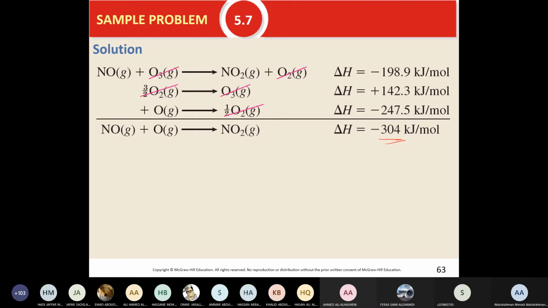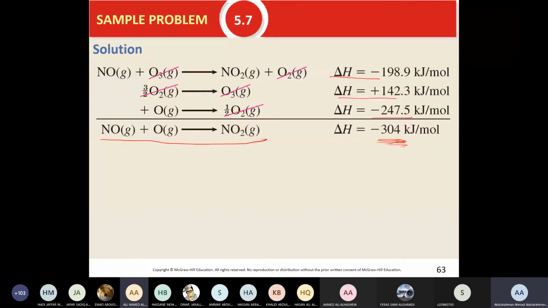Any question? This is the art of solving this problem. See, in the first one, no change at all. The second one, reversed. And the third one, reversed and divide by 2. And that's why we have this value. Then we add whatever numbers we have together, and we get the delta H for the final reaction, which is question 4.